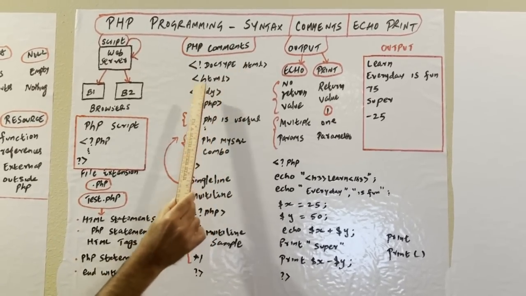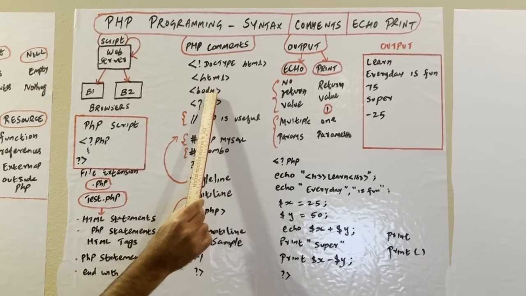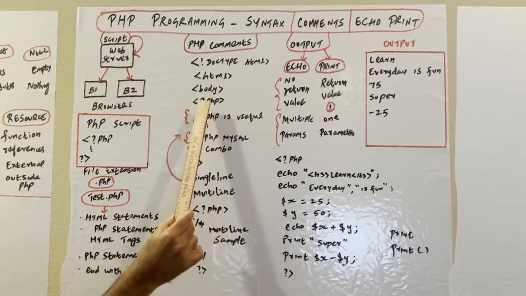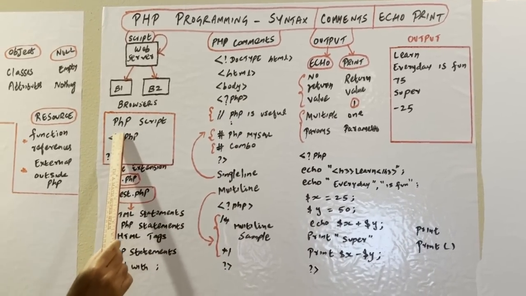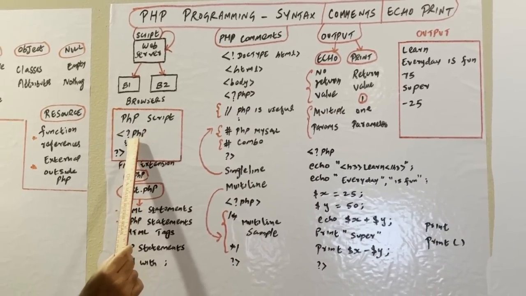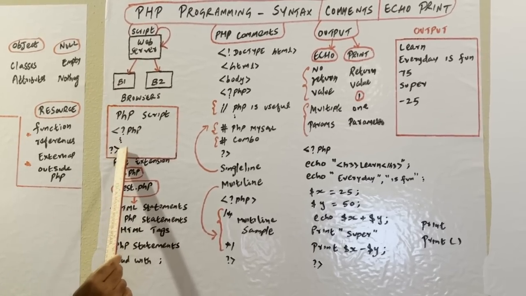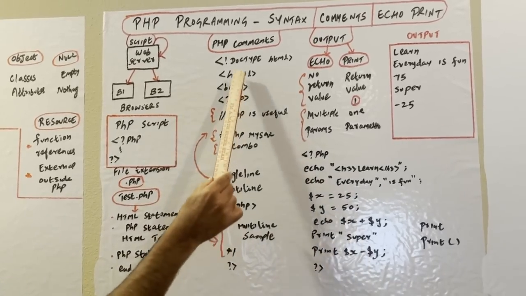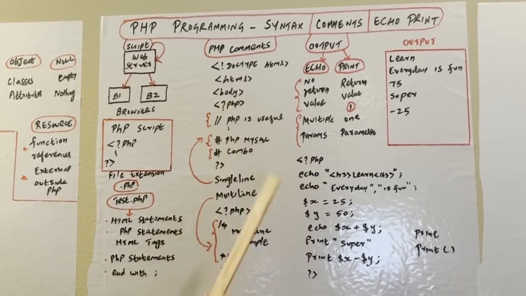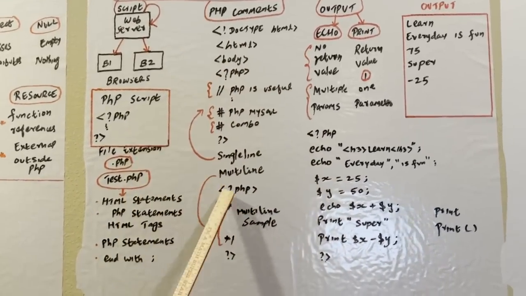Doctype HTML, HTML body tags, those are the opening. See here, PHP file, the syntax: less than, question mark, php, all the statements, question mark, greater than. This is the PHP script syntax. That's what we put here. See, PHP starts here, ends here. This is what is shown here.